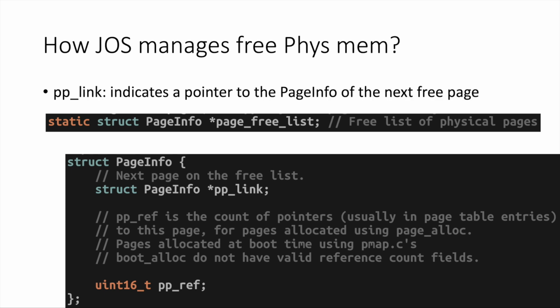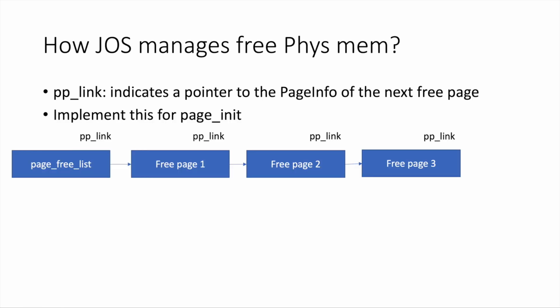So the variable pp_link is there in the struct page info, and it is itself typed as a pointer. This is for creating the linked list to point to the next page info object. So starting from the variable page_free_list, which will serve as the head of the list, we need to link all free physical pages by attaching objects using the variable pp_link.